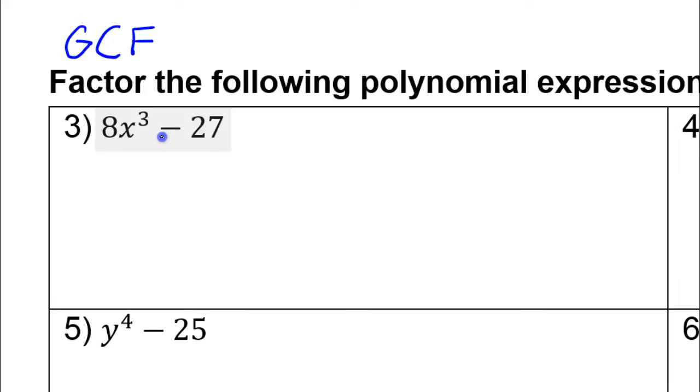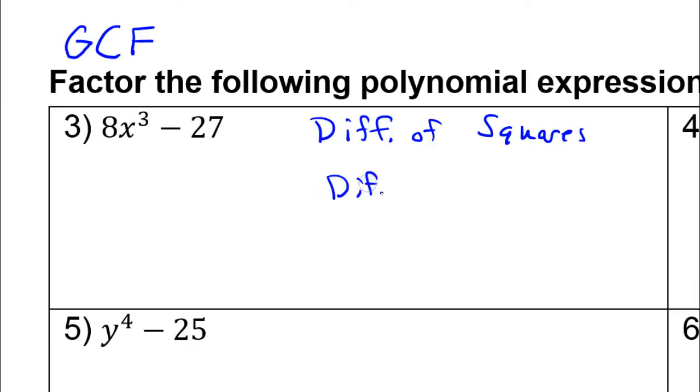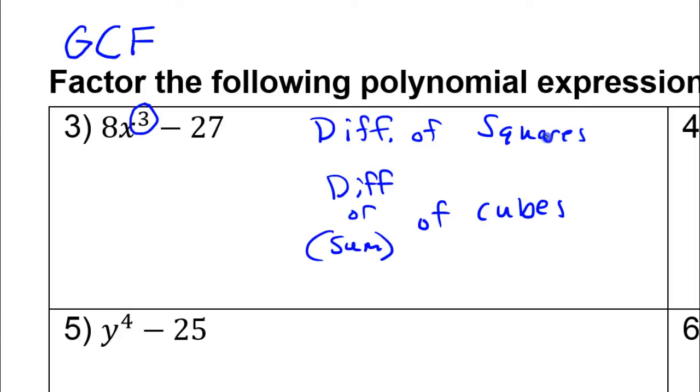Now, this is a binomial, two terms. There are two possibilities. Is this the difference of squares? Or is it the difference or sum of cubes? These are the only two ways to factor a binomial if there's no GCF. Difference of squares or difference of cubes. But for cubes, it could be difference or sum. Well, this 3 right here kind of gives you a clue that it's not difference of squares. It's probably difference of cubes.